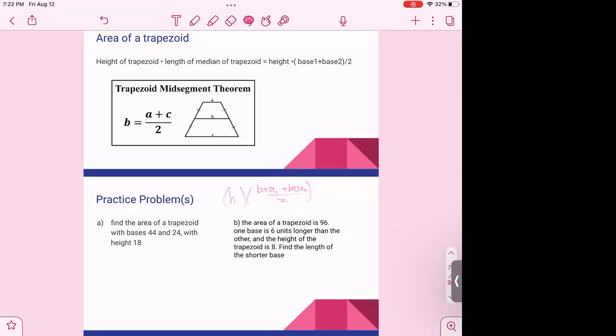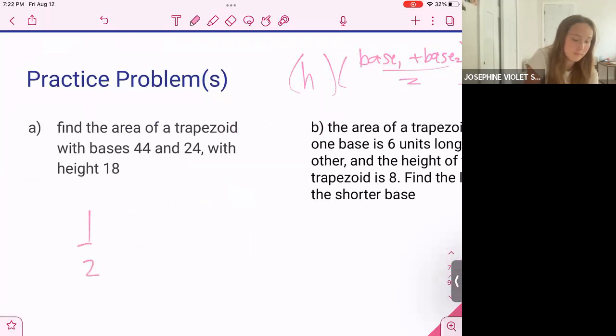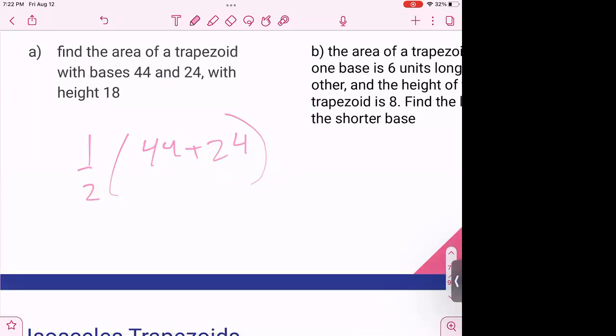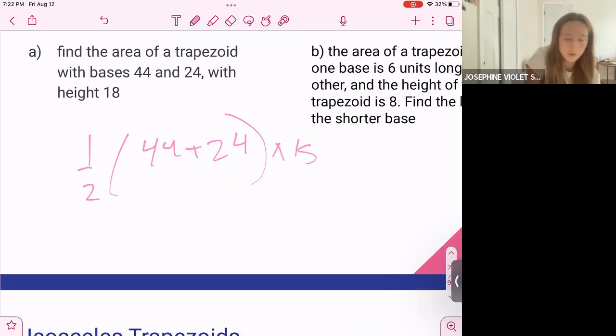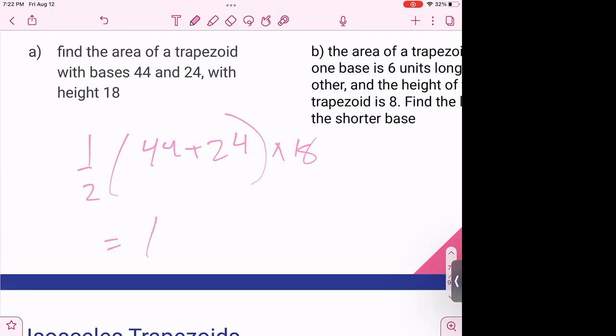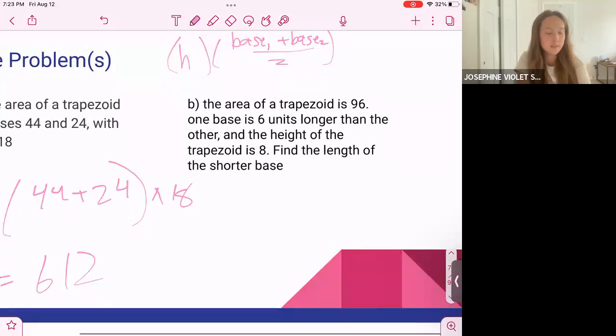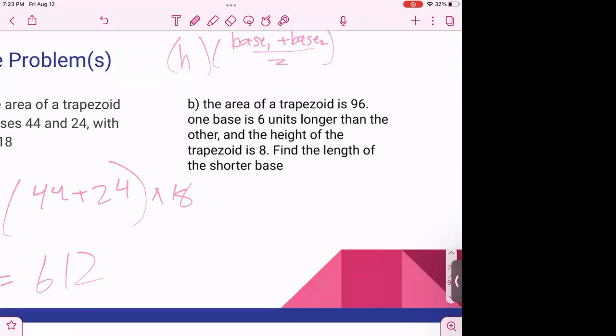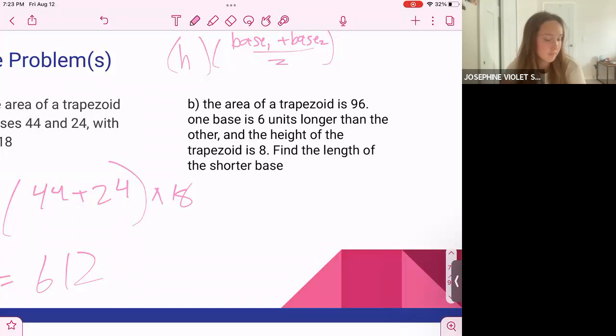Yeah, sure. So I did 1/2 times 44 plus 24, and then I multiplied it by 18. And what did you get for a final answer? I got 612. Okay, yeah, same. Cool. Did you do part B? I just started part B. Okay, that's all good. Has anyone here finished part B?